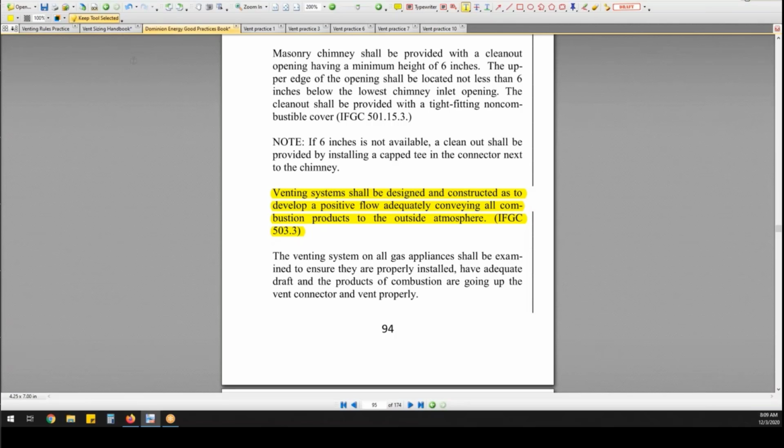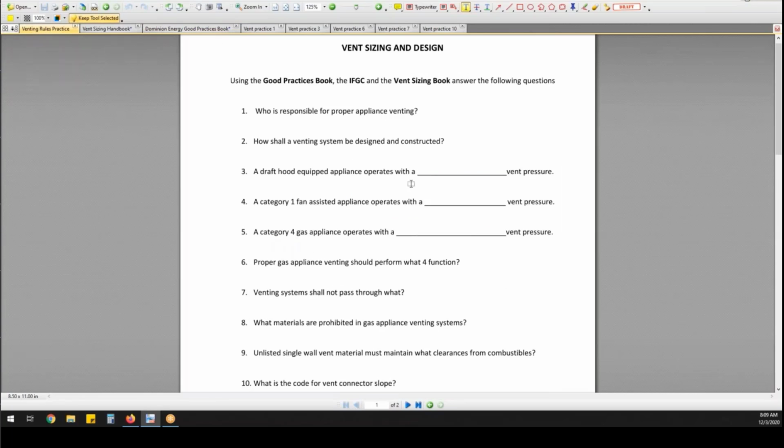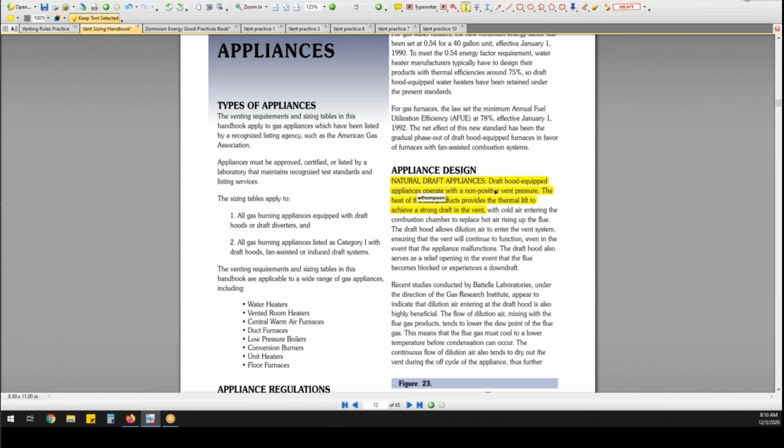All right, Kurt, as long as you're on, we'll have you number three. What'd you get on that one? So the draft hood equipped appliance operates with a non-positive vent pressure. Page 12 of the Sizing Handbook. Natural draft appliances, draft hood equipped appliances operate with a non-positive vent pressure. The heat of the flue products provides the thermal lift to achieve a strong draft in the vent.